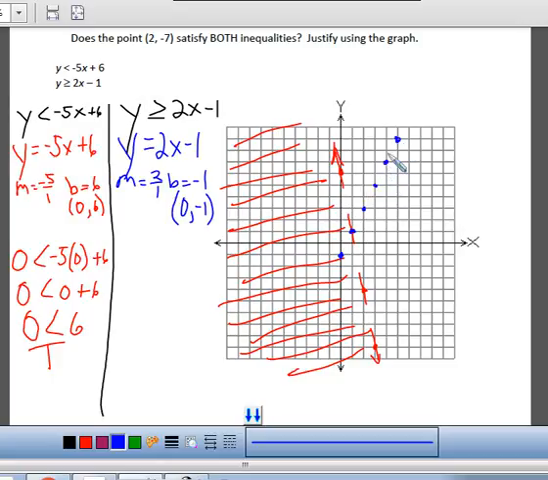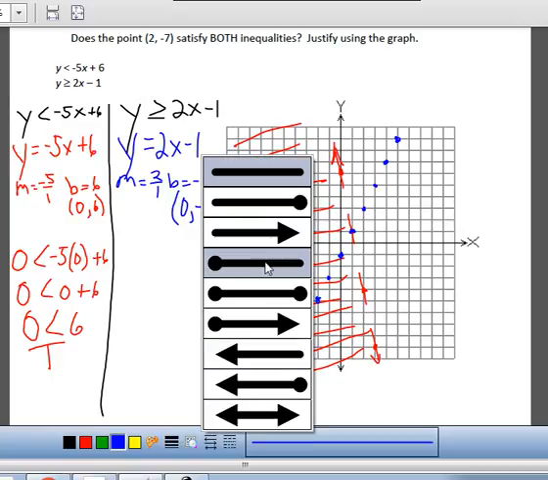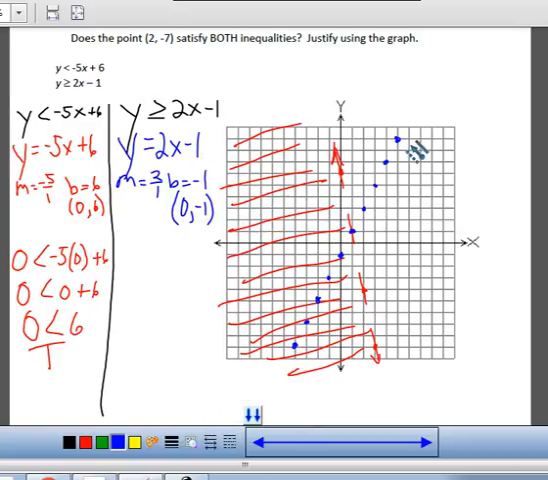So I've run out of points that way. I'm going to go the other way and put some more just so I can see where my line should be going. Okay, this time I can use my straight line tool because it's a solid line. Because it's greater than or equal to, it's going to be a solid line. So draw a solid line, make sure you have arrows.